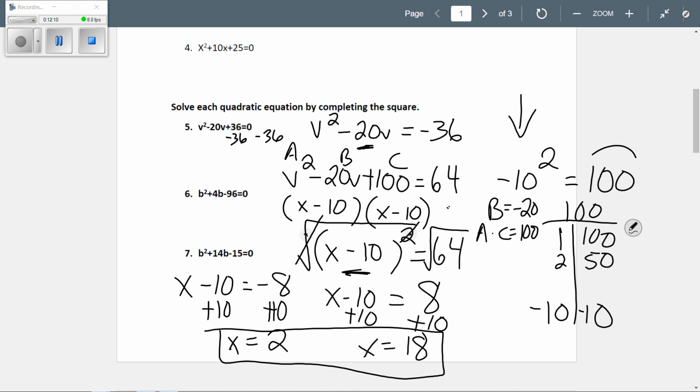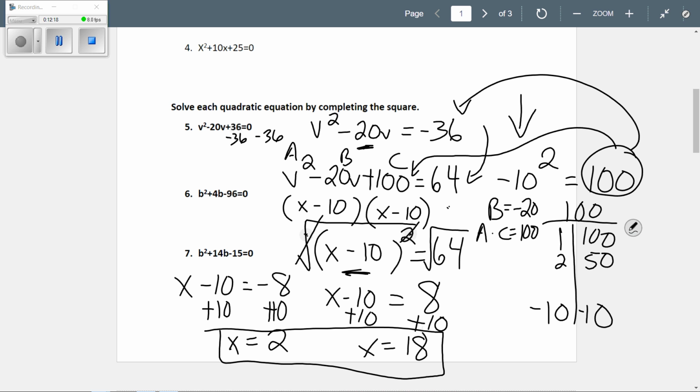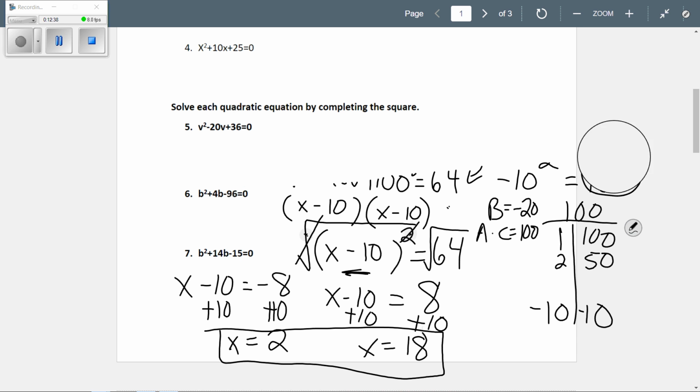And then once you get this number, please add it to both sides. We added it here, and we added it here to get to 64. Add it to both sides. If you forget to do that, you're going to get it wrong, okay? After you add it to both sides, factor out the perfect square trinomial. You get something x minus something or x plus something squared, and then you square root both sides, and then solve both equations. All right, I'll do one more like this.